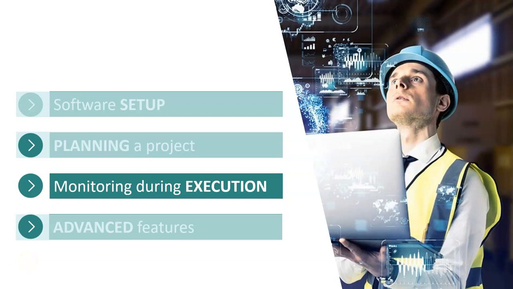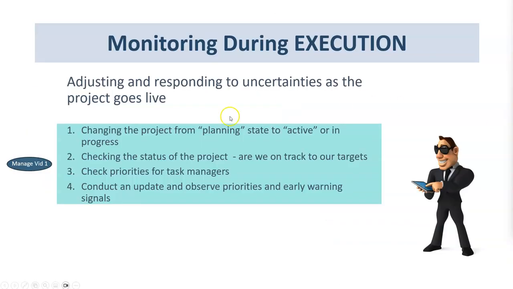Okay, welcome back to the next series of videos where we'll talk about monitoring this project that we created during execution. What I'd like to do in this first video is to cover how to change the project status to in process, seeing if we're on track to our targets. We're going to check priorities for the tasks and then conduct kind of a trial update. Okay, so let's go to Concerto.